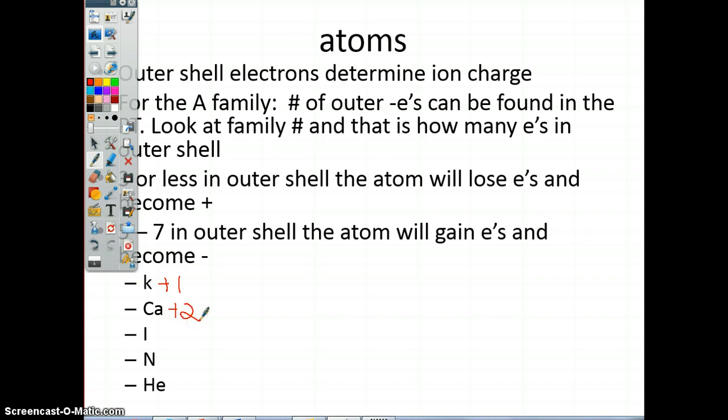So plus 2. That is iodine. That's an I there. Iodine is in family 7A. It has 7 electrons in its outer shell. It's not happy.